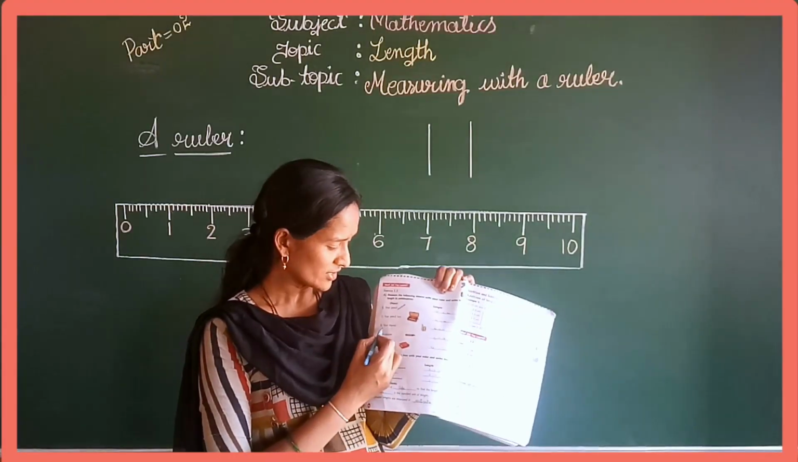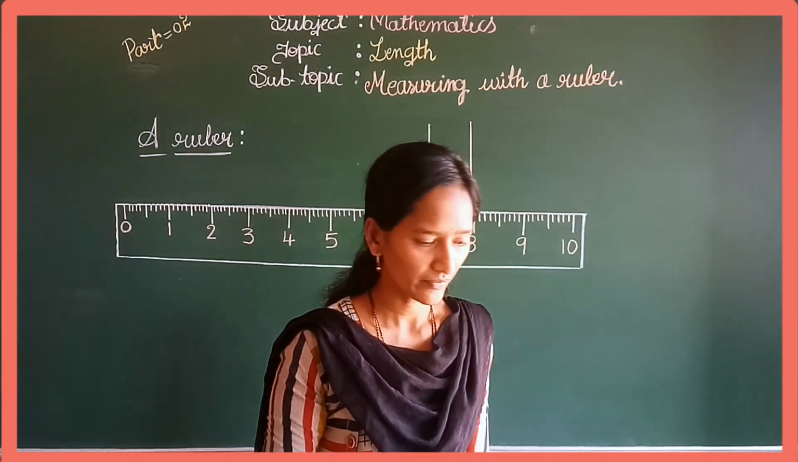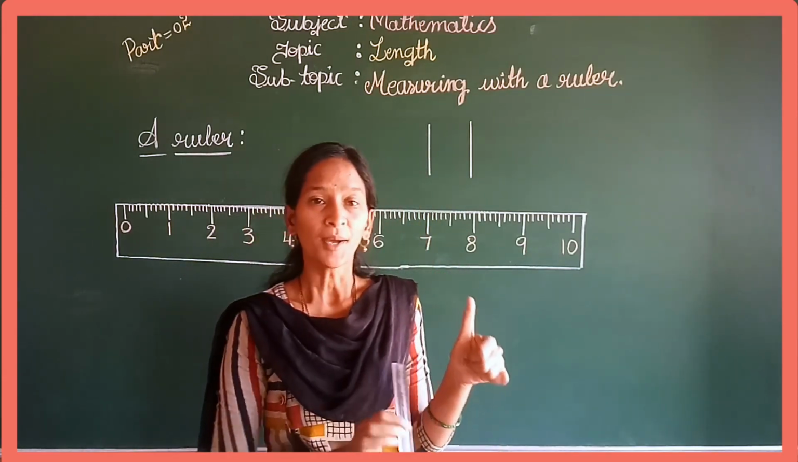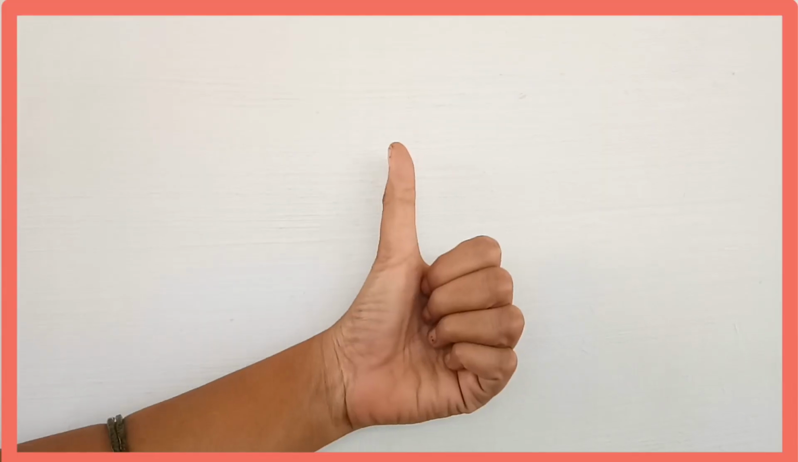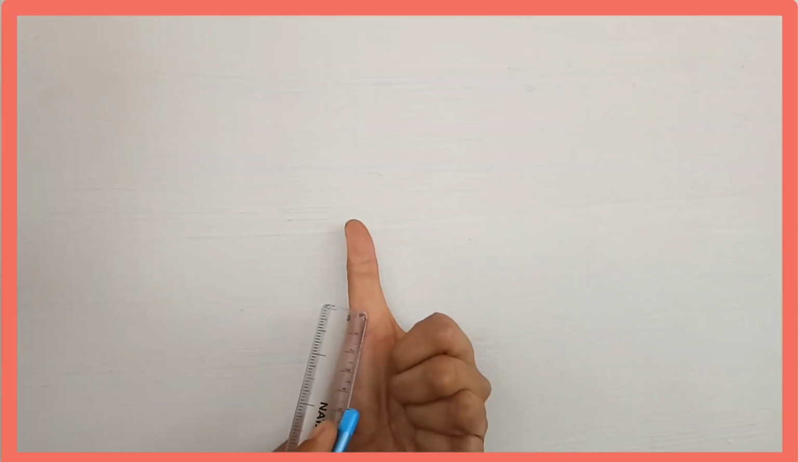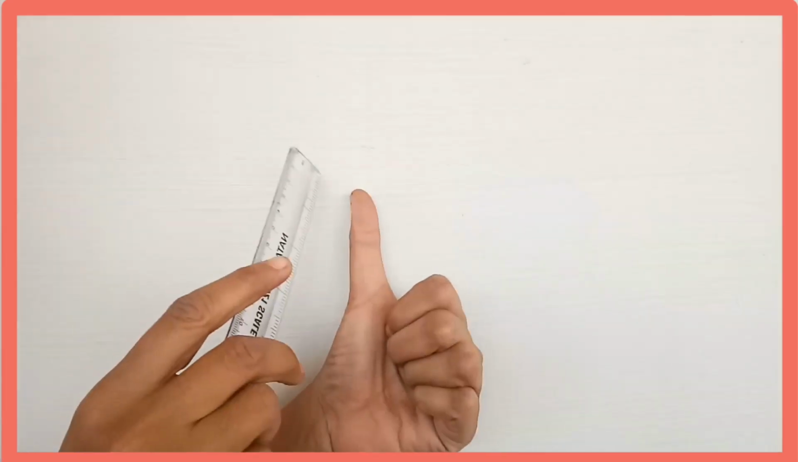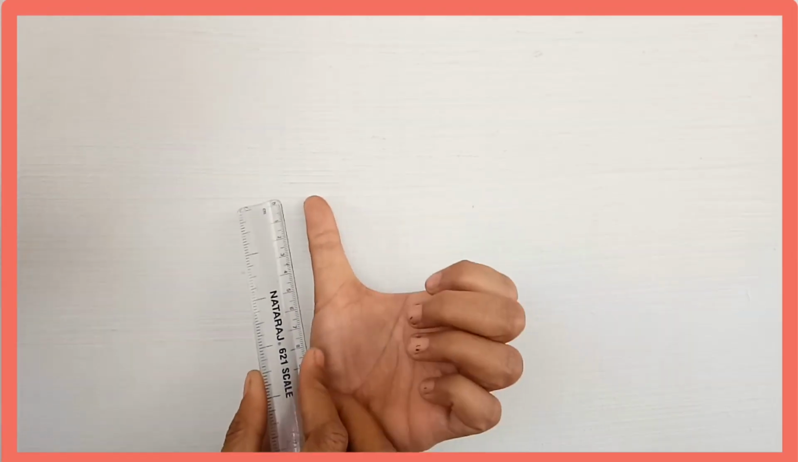The next one, come to the thumb. Your thumb. See here. This is a thumb, right? By using this ruler, I will show how to measure this. Students, this is my thumb, right? Now I will show how to measure the length of this thumb by using the ruler. See here, all of you observe.